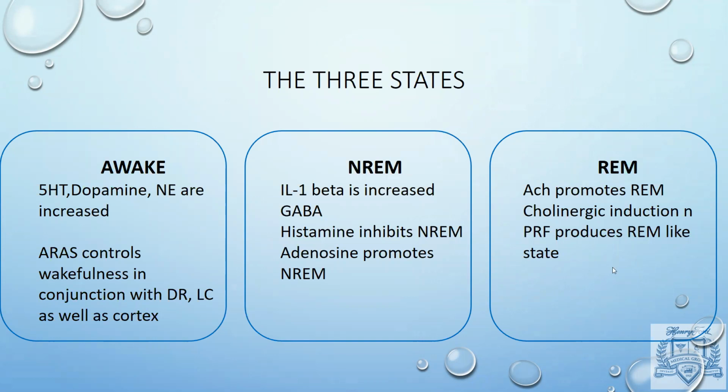With regards to non-REM, interleukin-1 beta is increased. GABA, histamine, and adenosine are the big players. GABA is an inhibitory neurotransmitter, as you guys know. Histamine inhibits non-REM, which is why antihistamines, especially the first generation, such as Benadryl, can promote sleep. Adenosine promotes NREM, non-REM sleep. Caffeine inhibits that, which is why most patients stay awake after caffeine. And there's a lot of cholinergic activity going on during REM sleep.